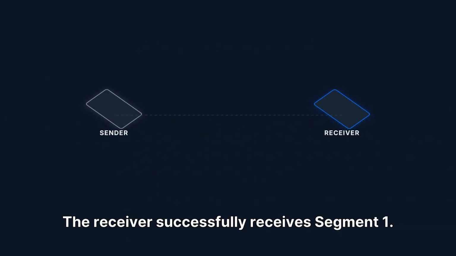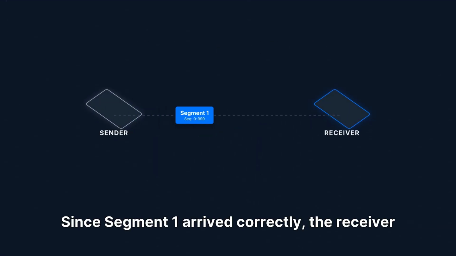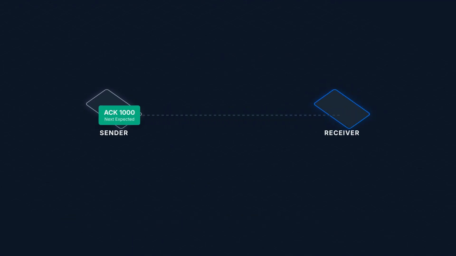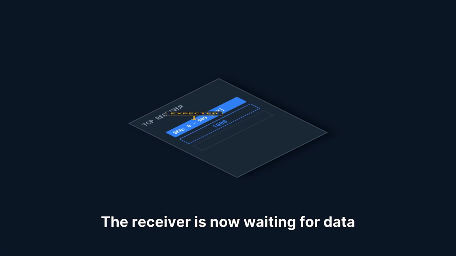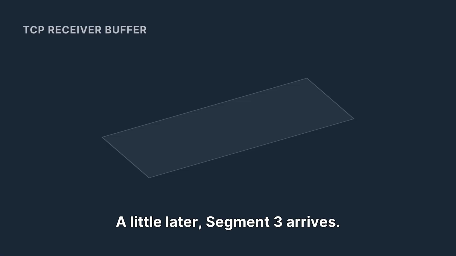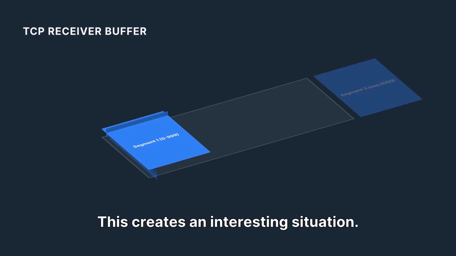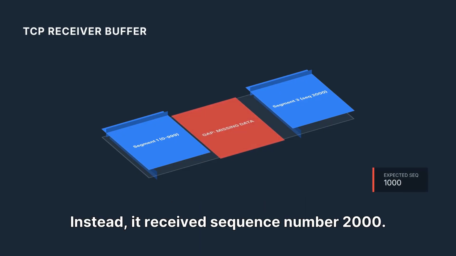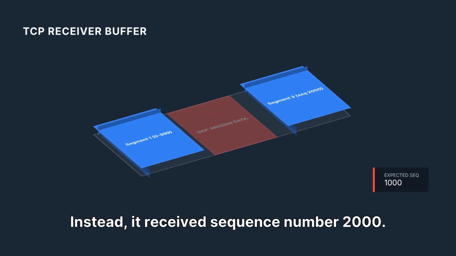The receiver successfully receives segment 1. Since segment 1 arrived correctly, the receiver sends ACK equals 1000. This is completely normal. The receiver is now waiting for data starting at sequence number 1000. A little later, segment 3 arrives. This creates an interesting situation. The receiver was expecting sequence number 1000. Instead, it received sequence number 2000.